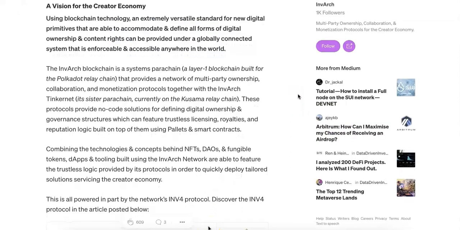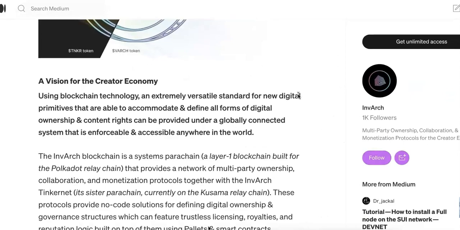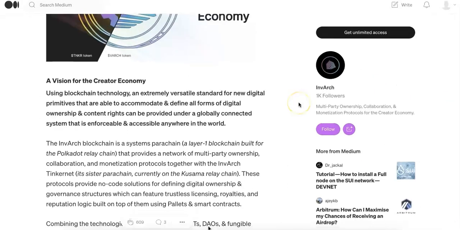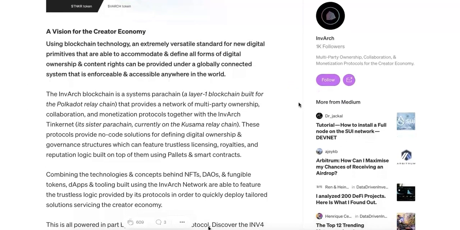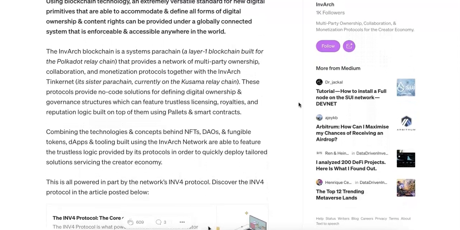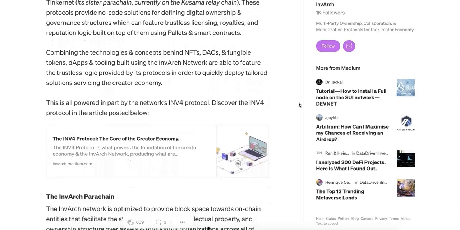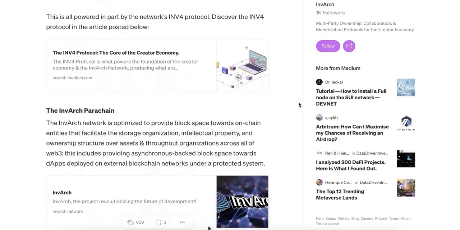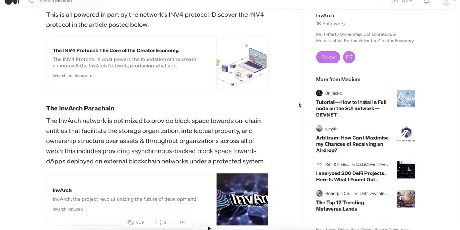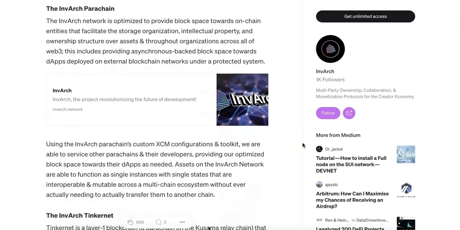The InvArch blockchain is a system parachain. It's a layer 1 blockchain for Polkadot, and they use a network of multi-party ownership, collaboration, and monetization protocols together with InvArch Tinkernet. Tinkernet already won a node on Kusama. And the core protocol is called the InvArch protocol. If you are interested, you can check their articles as well.